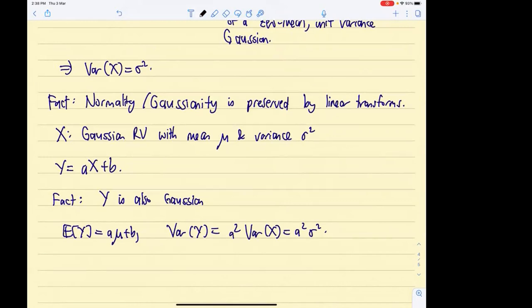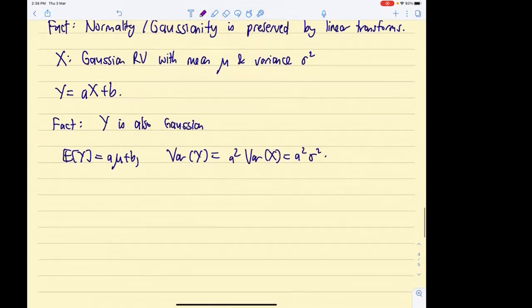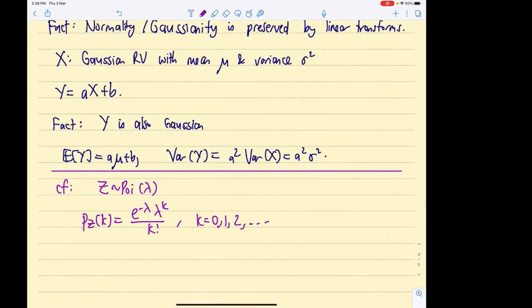Okay, let me say that more carefully. Let's say Z is a Poisson random variable with rate lambda. Then P_Z of k is e to the minus lambda, lambda to the k over k factorial, where k takes on values 0, 1, 2, and so on and so forth. Okay?